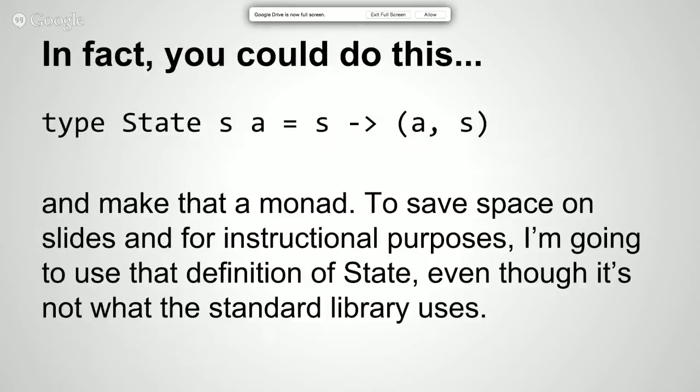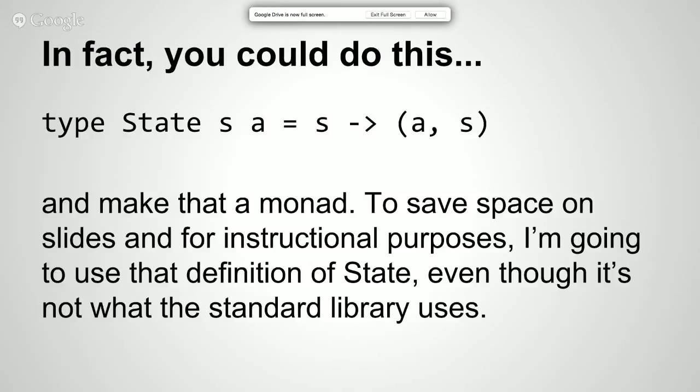You could, instead of having this wrapper, just say S arrow pair A S is a monad. And that's what I'm going to do. I'm going to use that definition of state just to make things terser. But that's not what the standard library uses, and you should know that. It uses a wrapper and it uses monad transformers.